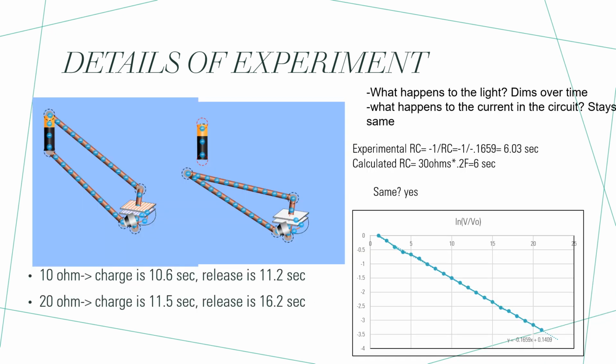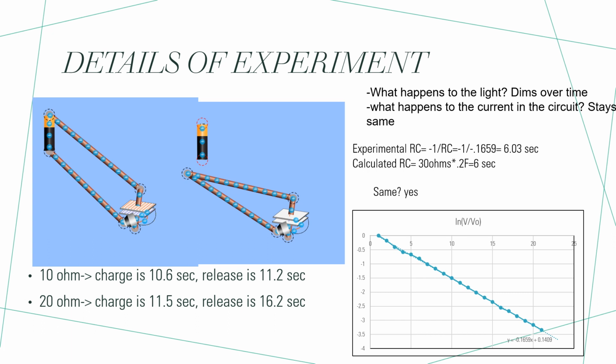Okay, so for the second model, what happens to the light over time? It dims. What happens to the circuit? The current of the circuit stays the same. On the bottom left, I have the time it takes to charge up the capacitor and release the capacitor. On the right, we have experimental RC, which is just -1 over the RC, and that value is found from the graph I made in Excel.